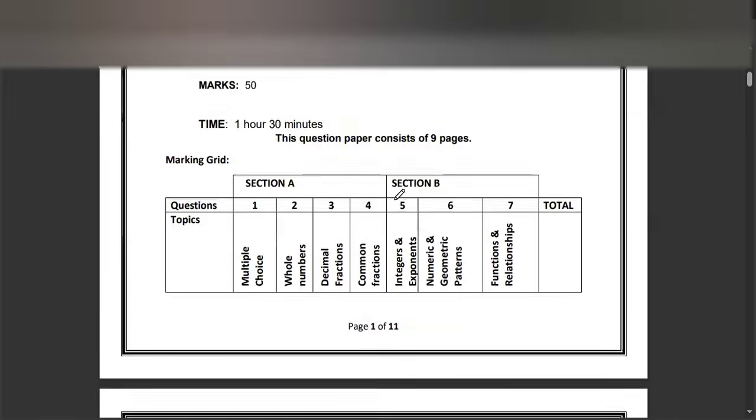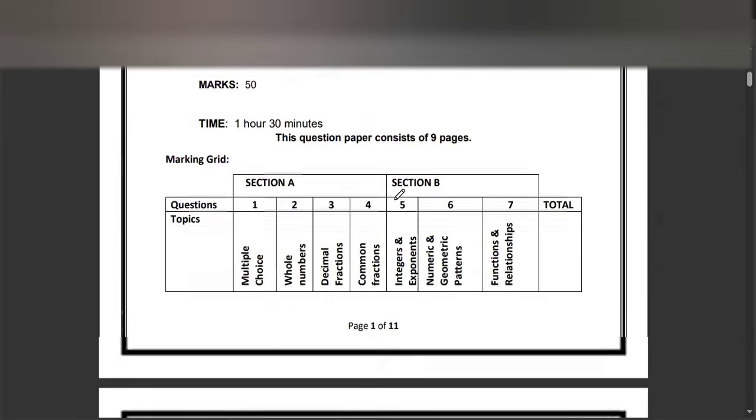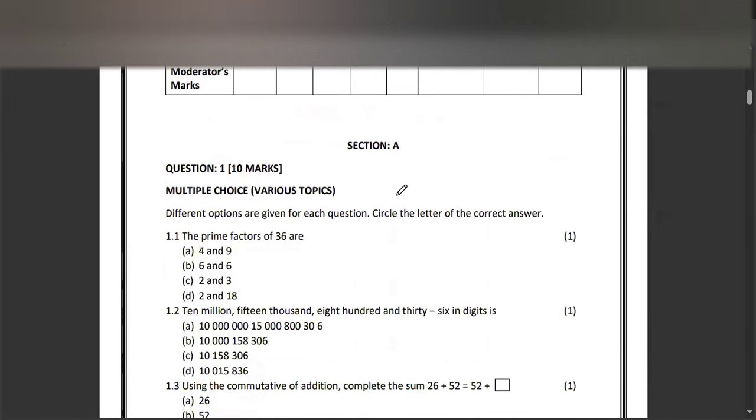Okay, so this paper was out of 50 marks, okay? So let's see what we have to do. Different options are given for each question. Circle the letter of the correct answer. They're asking for the prime factors of 36. Now we know that factors are numbers that will divide another number without a remainder. So the question is, which numbers can divide 36?